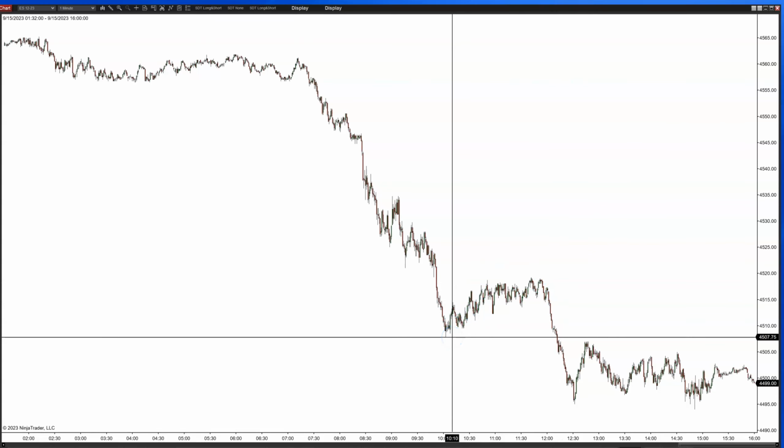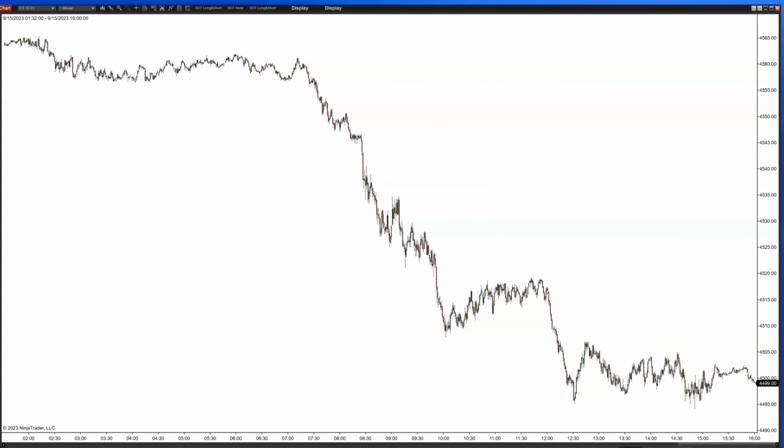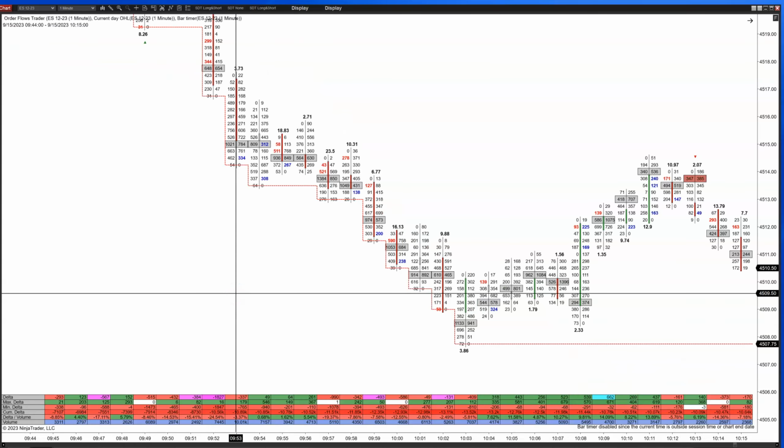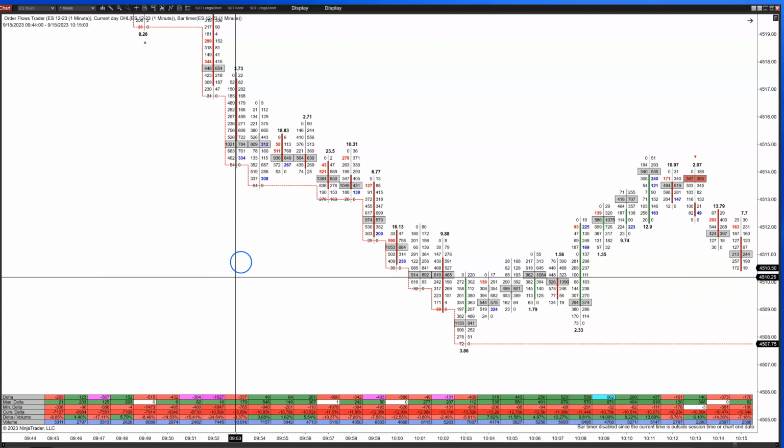So let's take a look at the order flow and go through some of the signs I would look for in identifying a market that's got sideways activity. Some people will call it chop, I just prefer to call it a market going sideways.